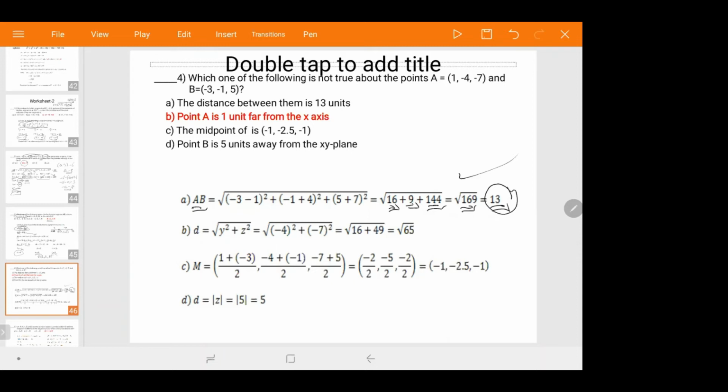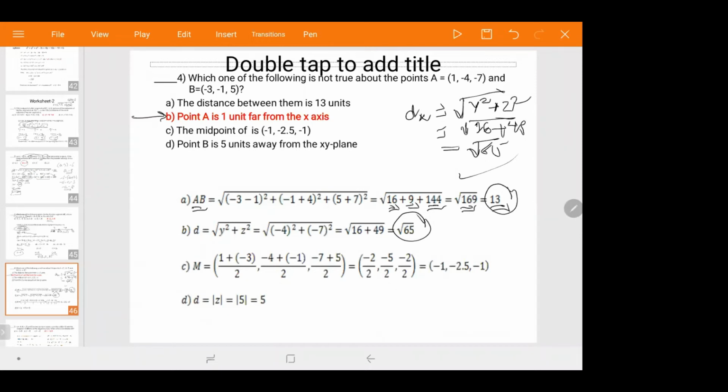Now, B says point A is 1 unit far from the x-axis. How can I find the distance of point A from the x-axis? It is the square root of its y coordinate squared plus its z coordinate squared. What is the y coordinate of A? Negative 4. Negative 4 squared is 16. Z is negative 7, squared is 49. And that is the square root of 65. Therefore, it is not 1 unit. The distance of point A from the x-axis is not 1 unit. Rather, it is the square root of 65 units. So B is false.